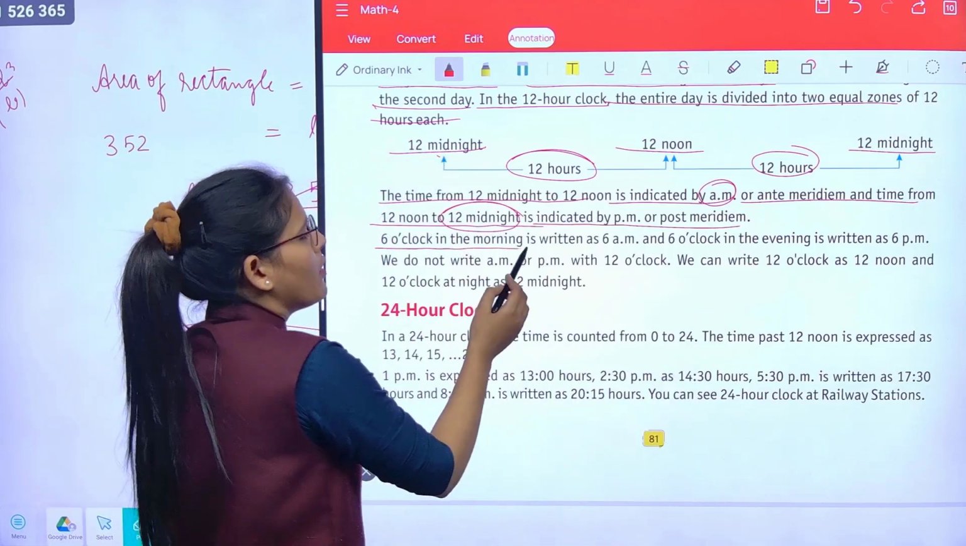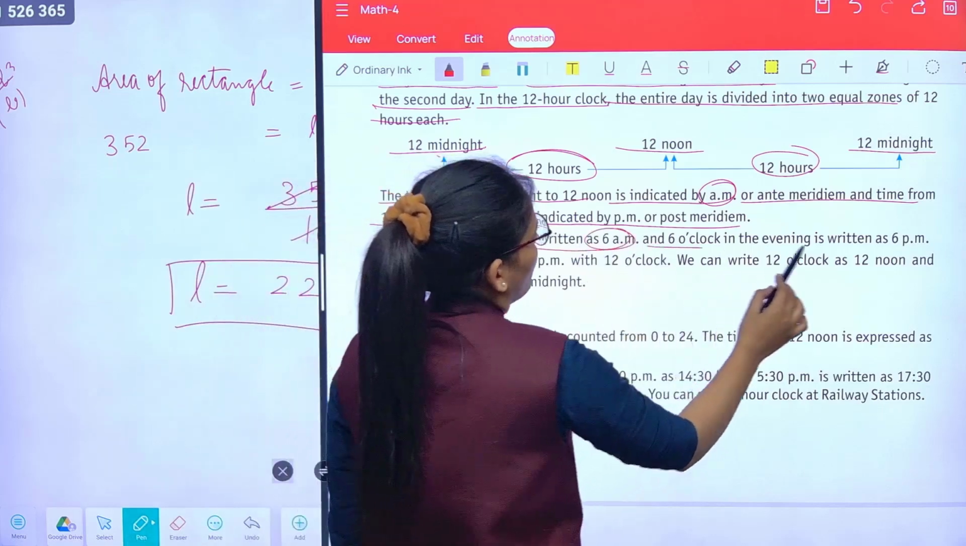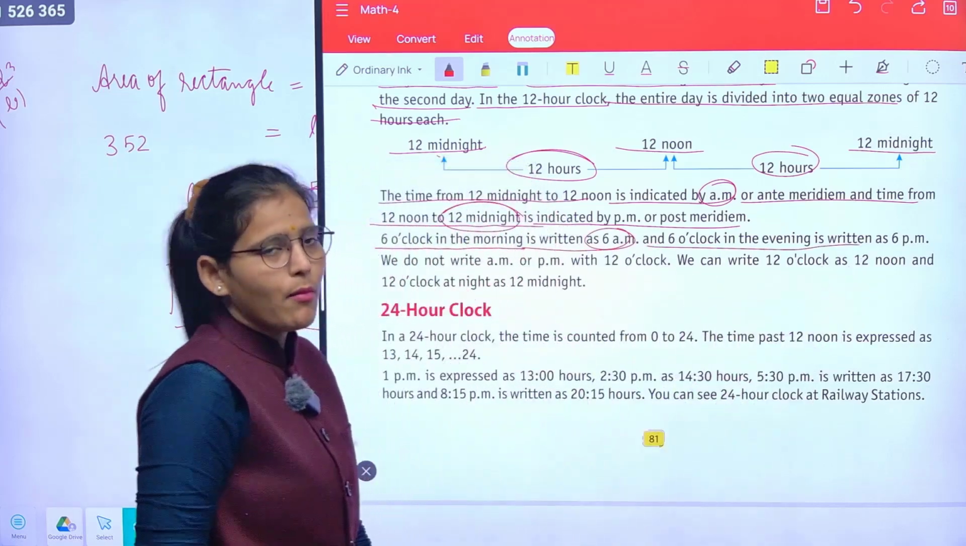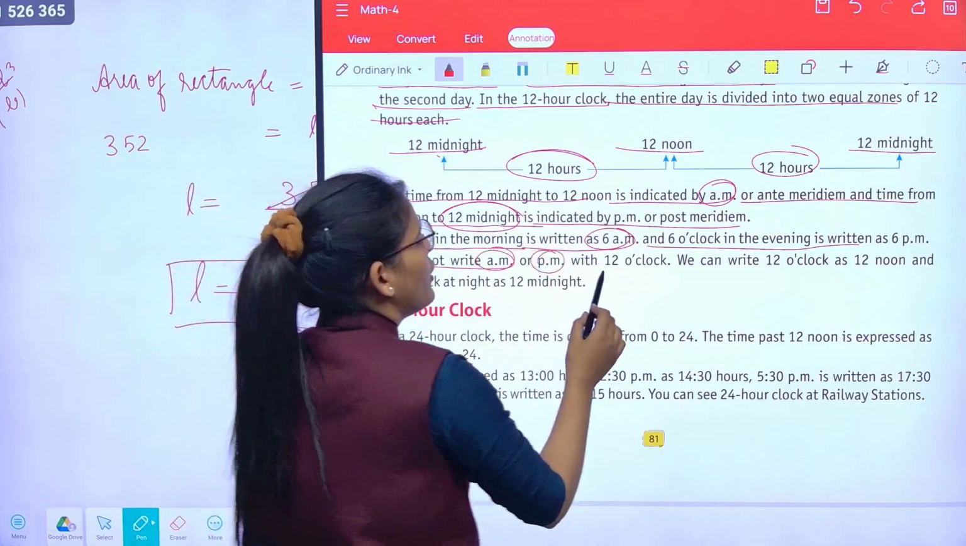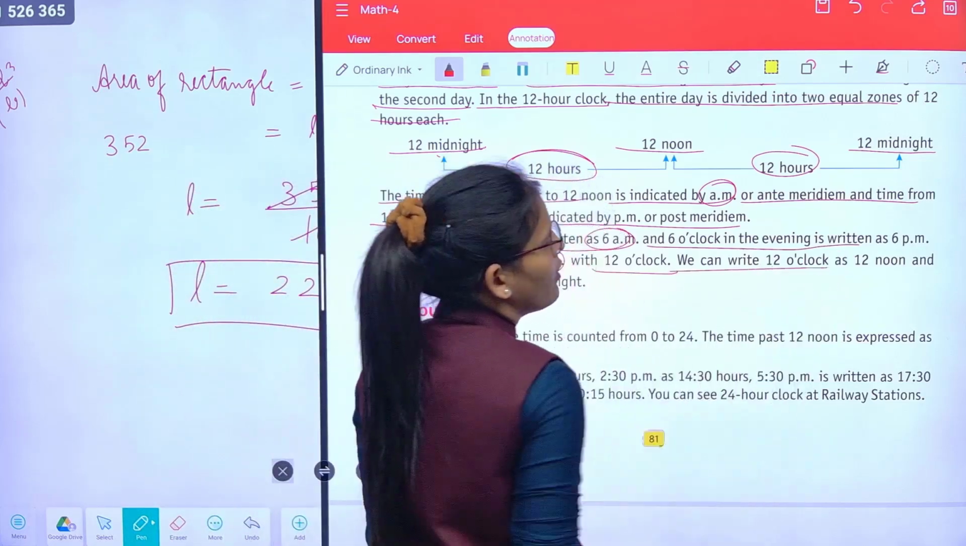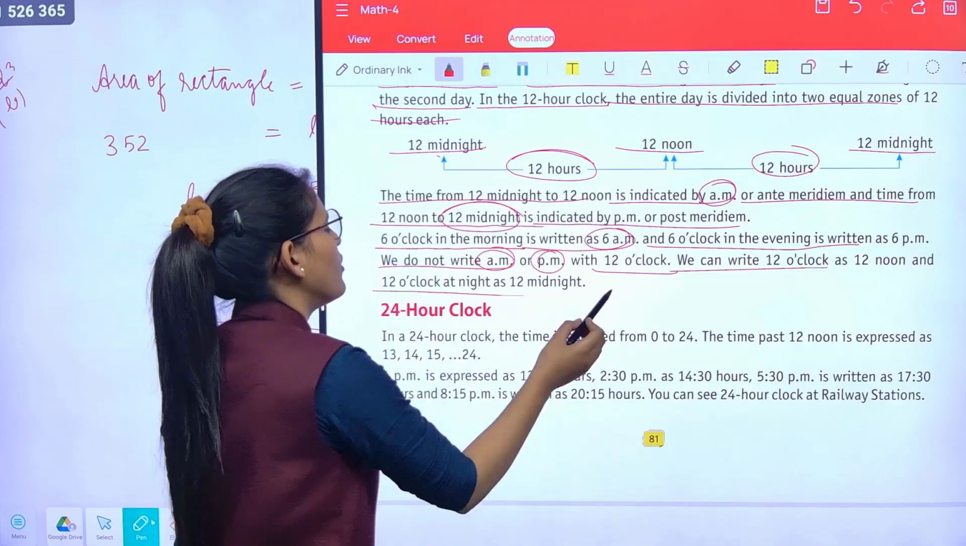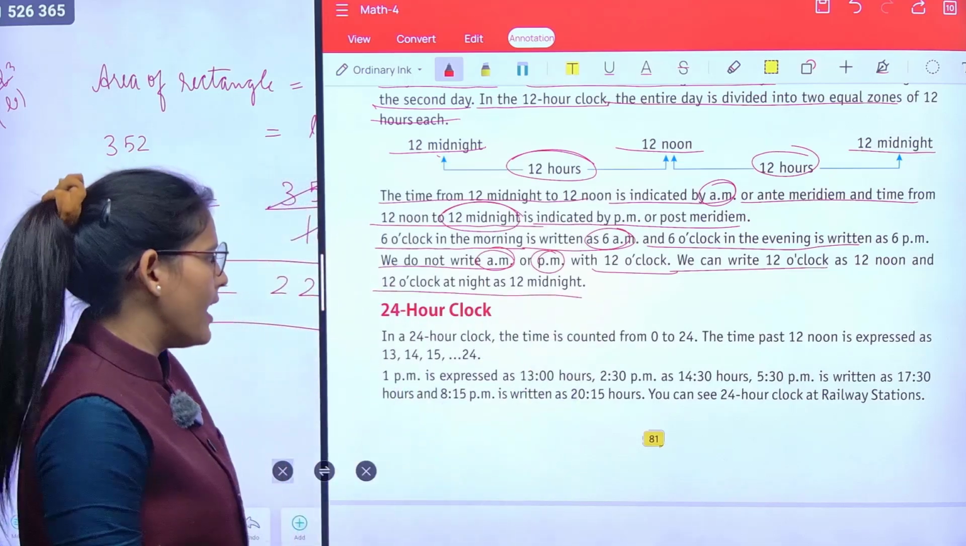6 o'clock in the morning is written as 6 a.m. or 6 o'clock in the evening is written as 6 p.m. Now we do not write AM or PM with 12 o'clock. We can write 12 o'clock as 12 noon and 12 o'clock at night as midnight.